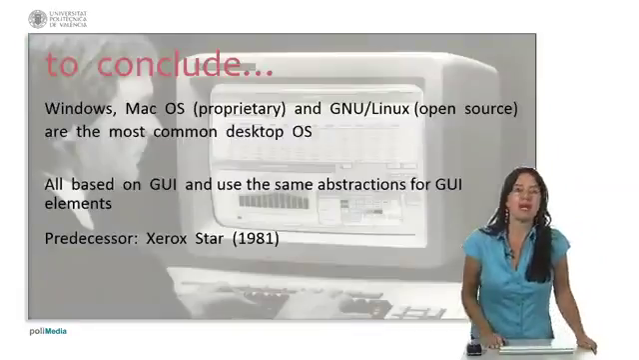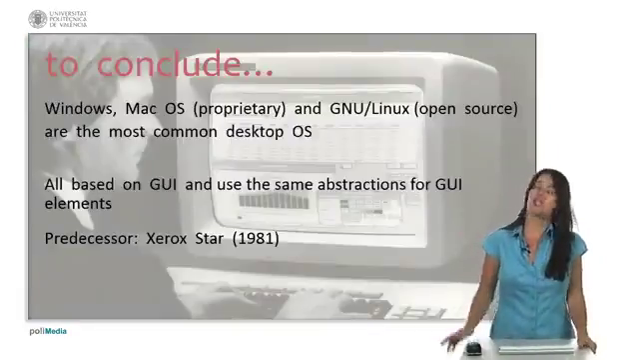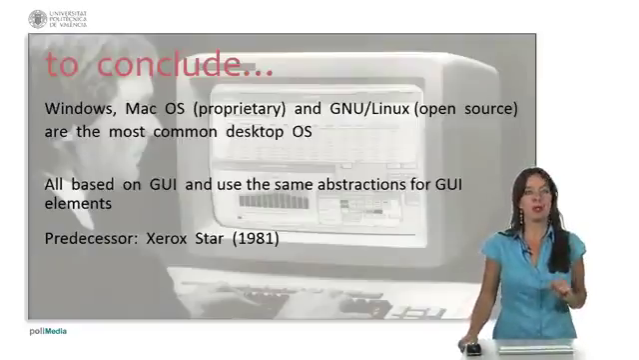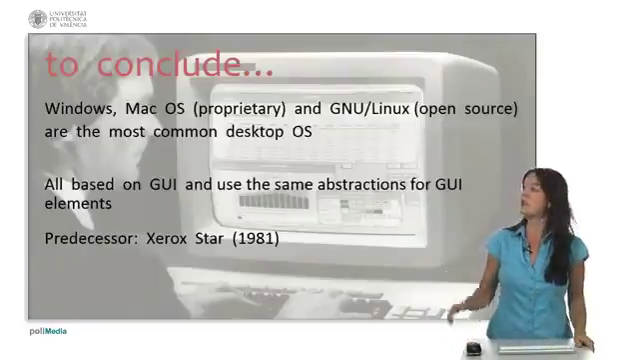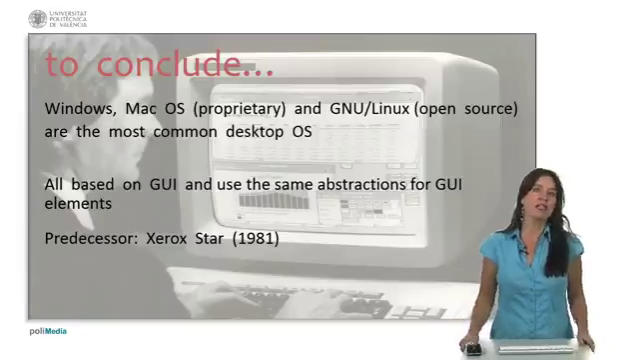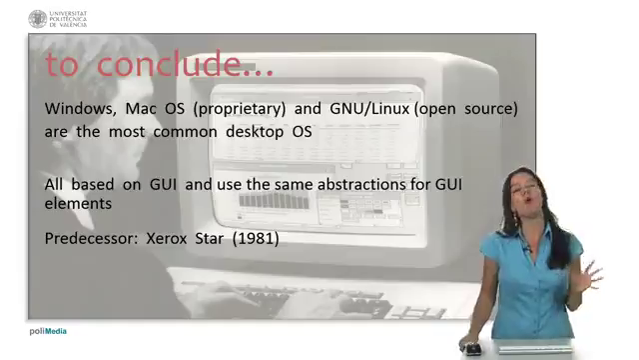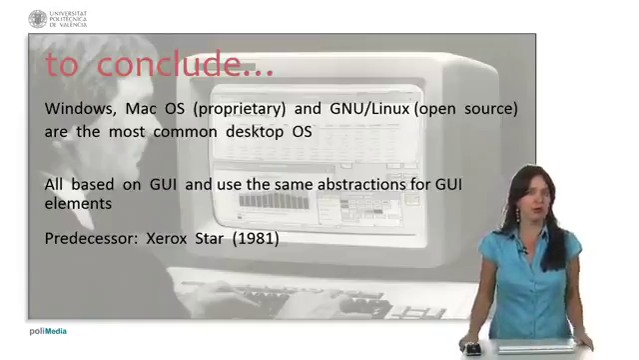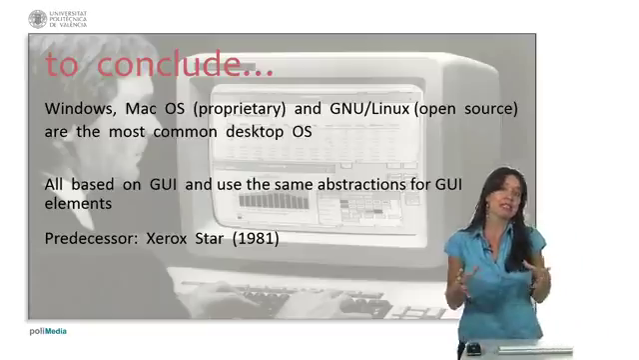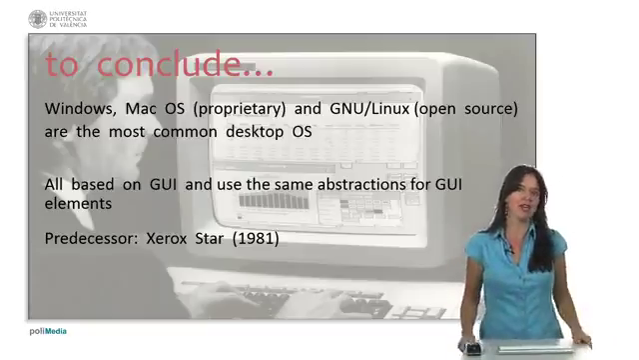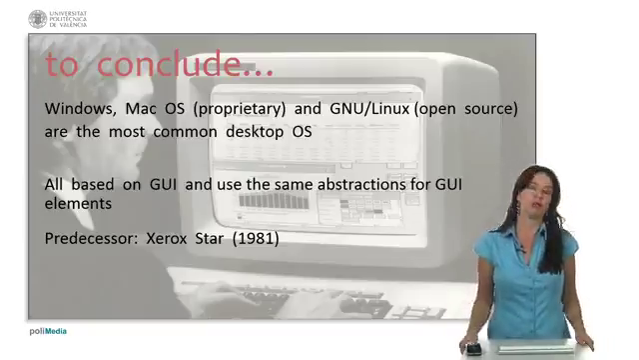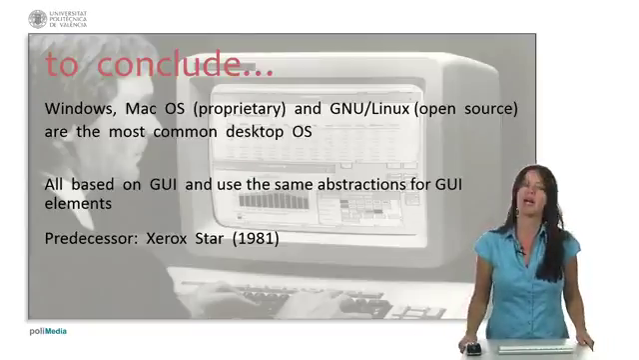So, to sum up, we have seen the three most important operating systems: Windows and Mac, which come with a copyright license, and GNU Linux, which is open source. These are the most common for desktop PCs. They are all based on the same abstractions and metaphors for the graphical user interface, and actually these graphical user interfaces, and the abstractions that they implement, are all predated by the Xerox Star from 1981.